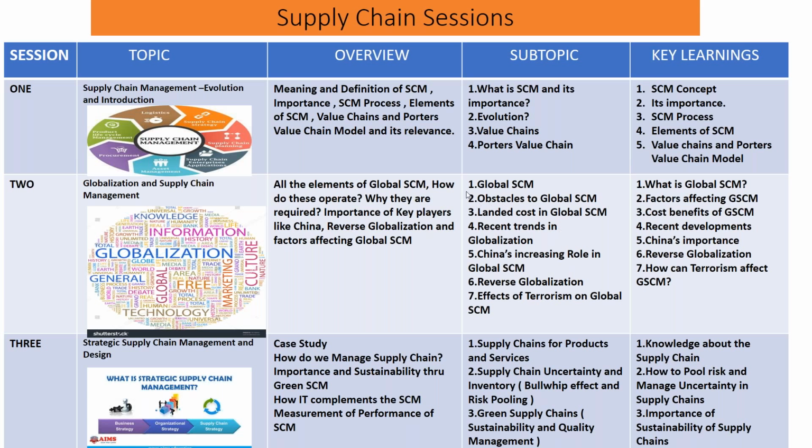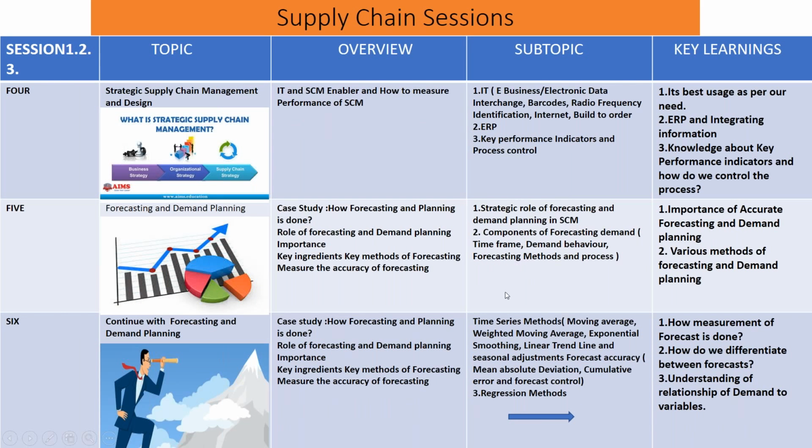Importance of sustainability of supply chains. We have touched upon it. We will do detailing in that. Now, the fourth session will be IT and SCM as an enabler and how to measure the performance of supply chain. Now, we will touch upon barcoding, RFID, what RFID is doing wonders, not even in retail. Retail is a thing which we have been seeing, but I have seen many laundries doing it. I'll give you some example later, if time permits. Internet, build to order, ERP. ERP, yes, is one of the things which is hard for supply chain. Key performance indicators and process control.